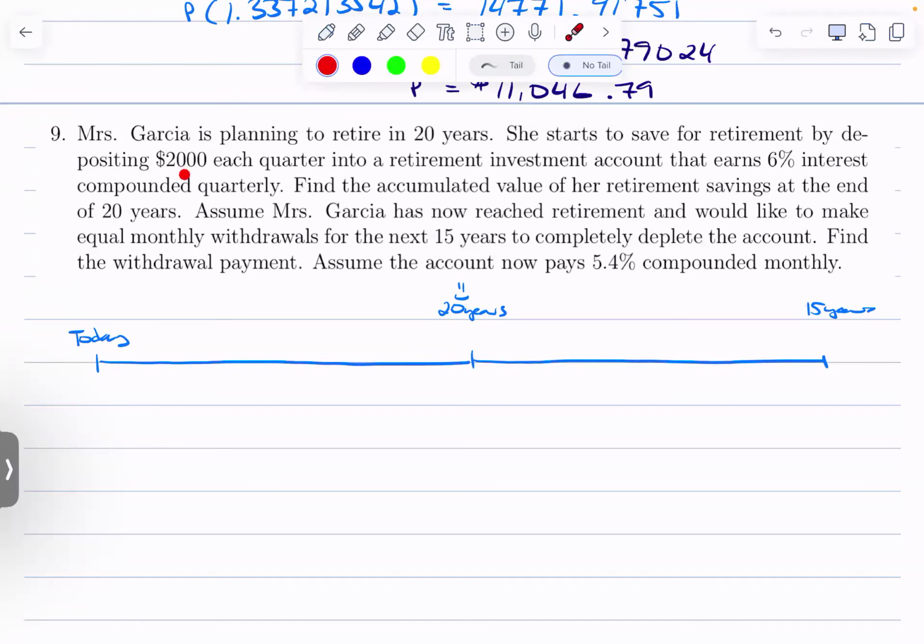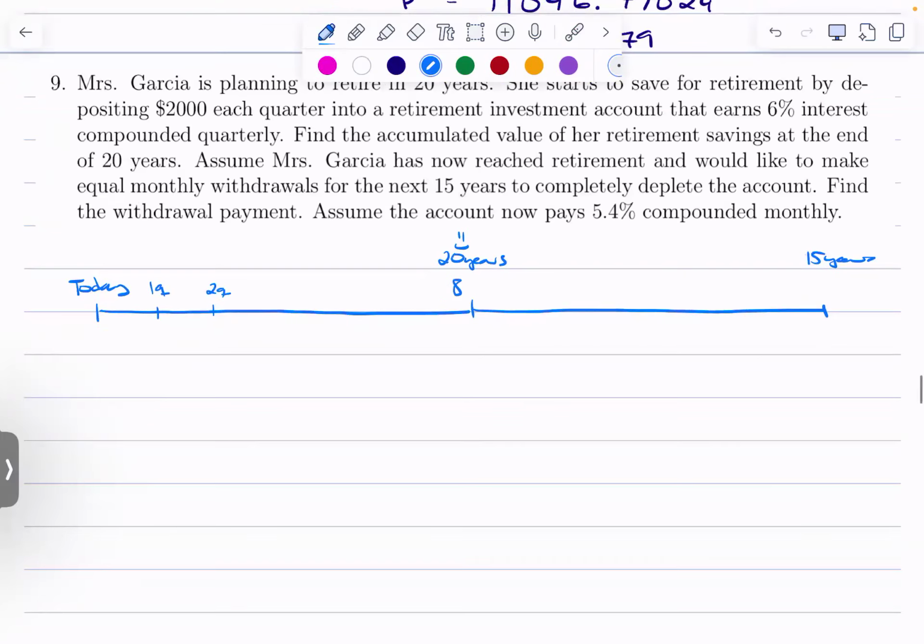She's depositing $2,000 each quarter, which means every 3 months. So 1 quarter, 2 quarters, for 20 years has 80 quarters.